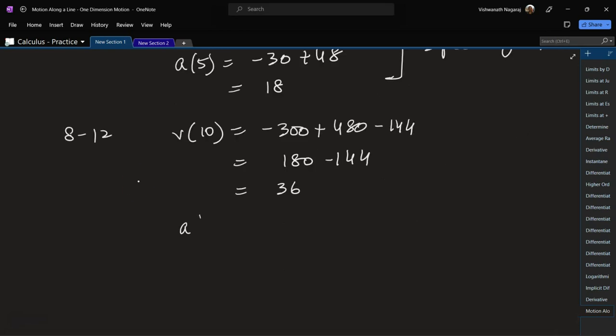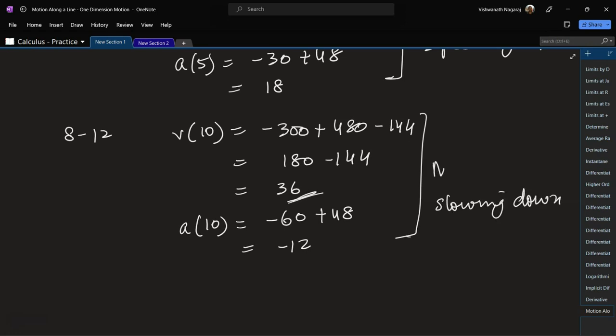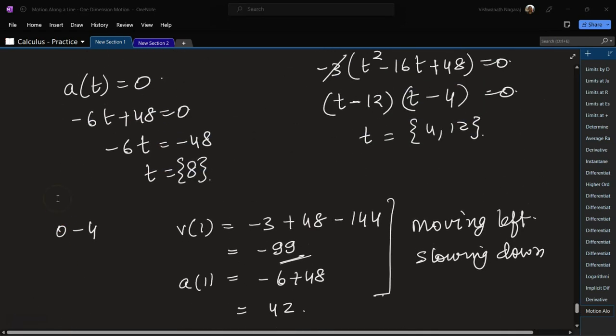Now let's look at acceleration at t equals 10. This gives us minus 6 times 10, that is minus 60, plus 48. That would be minus 12. So here opposite signs, so slowing down. And because velocity is positive, it is moving to the right.